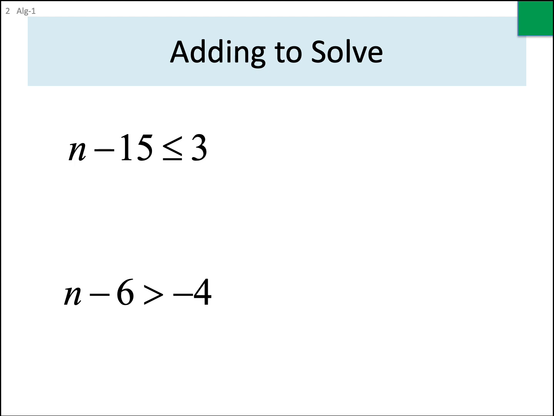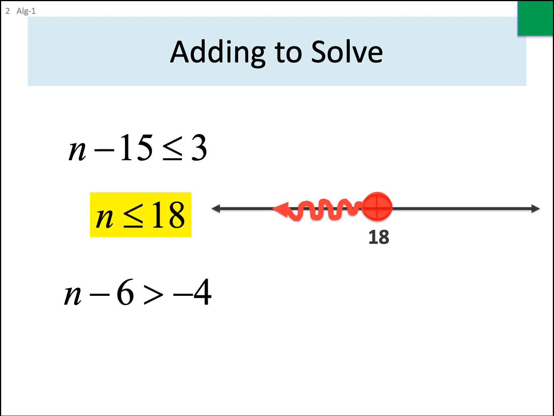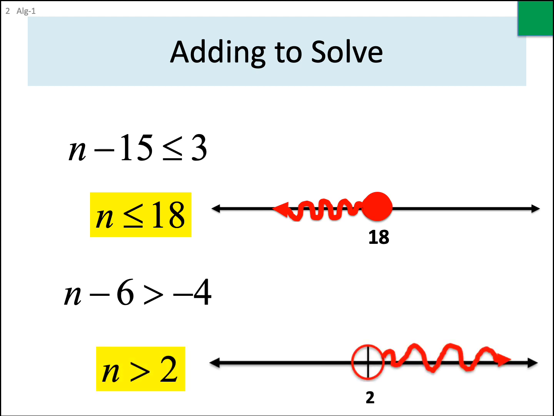All right, first one, n is less than or equal to 18, so that would be closed circle, shade right. On the second one, we should get n is greater than 2, so therefore open circle, shade right. Make sense? If not, rewind the video, play them again, send me an email if you need help.